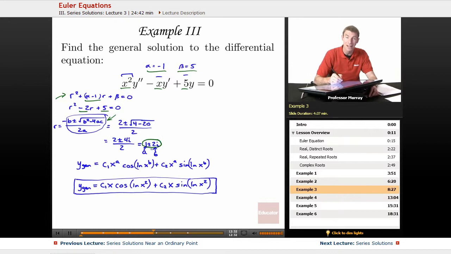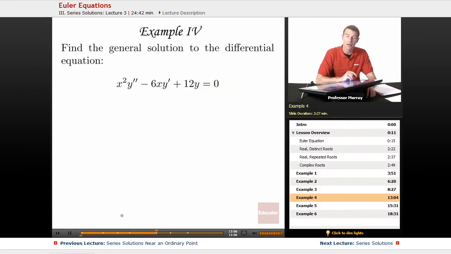And so we use that as our a and b, not the a and b from the quadratic formula, but the 1 and the 2 are the a and b that we're going to plug into our generic solution for Euler equations when you have complex roots. So we plug in x to the 1 here. We get x cosine log of x squared and x sine log of x squared as our two independent solutions, and we put them together with constants to make our general solution.